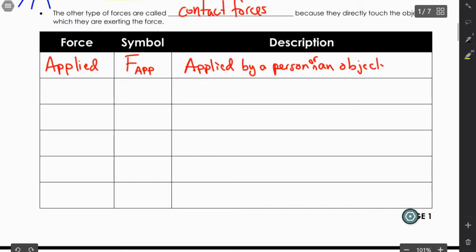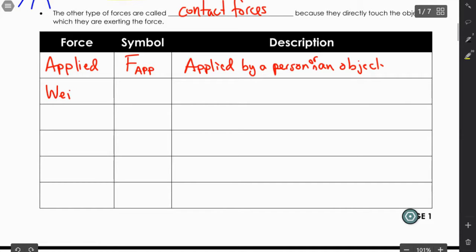Right, so if I push on a box to slide it across the floor, I'm exerting a force. If I pull on a string, I am applying a force to that string. If I'm in a car and I'm pushing another car, my car is applying a force on the other object, the other car.